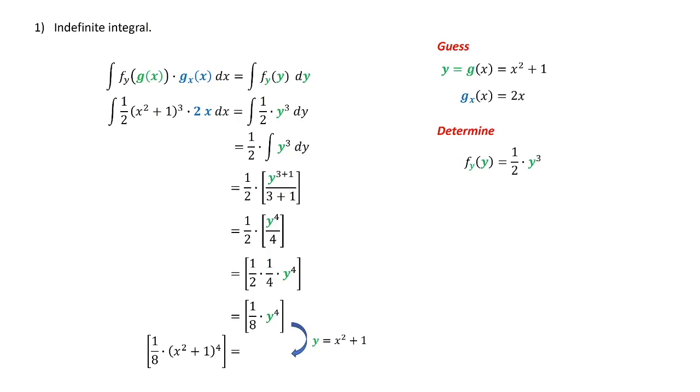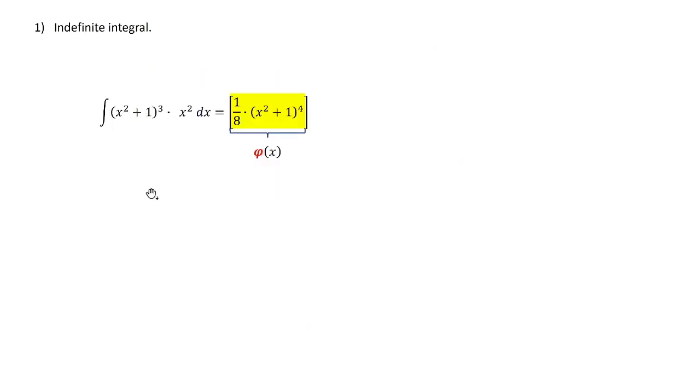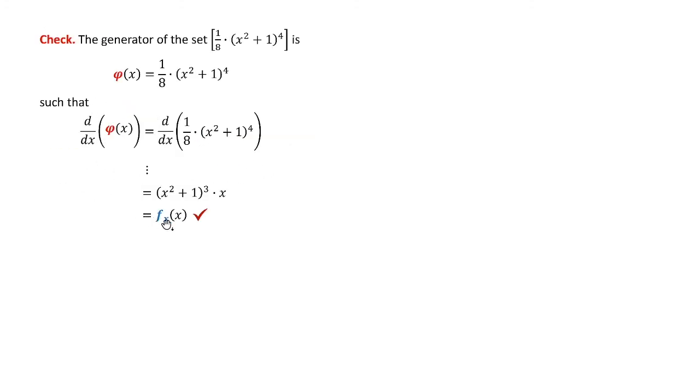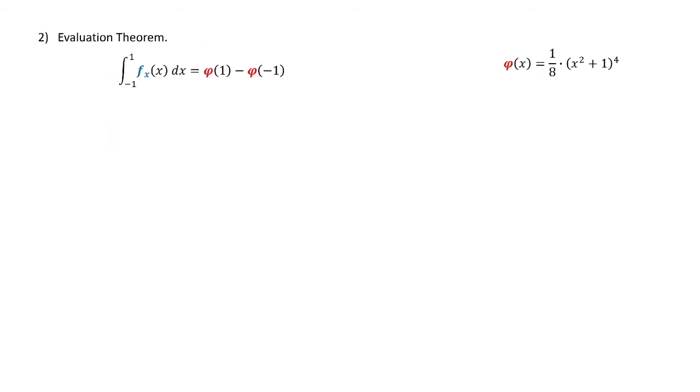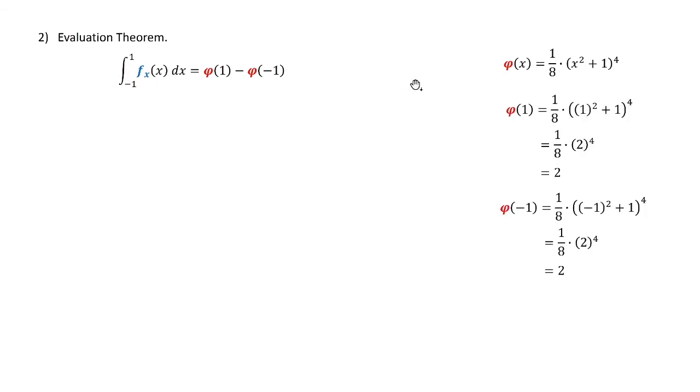And I can check my answer again. That is my generator, right? Its derivative should give me back the original function. So this is the antiderivative of this derivative. All right. So now I have the usual evaluation theorem. So I can do the definite integral by using the evaluation theorem. I simply evaluate the antiderivative at both sides and plug in.